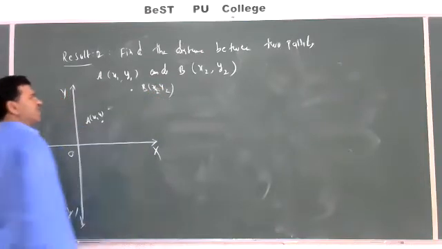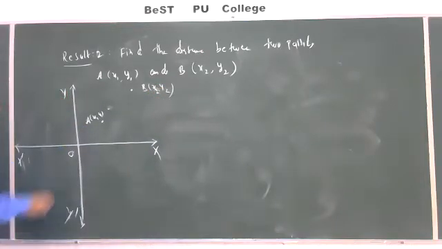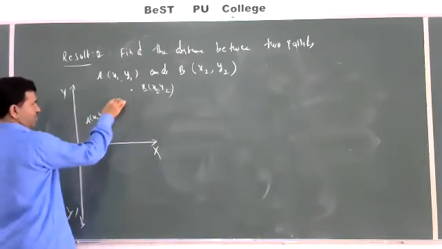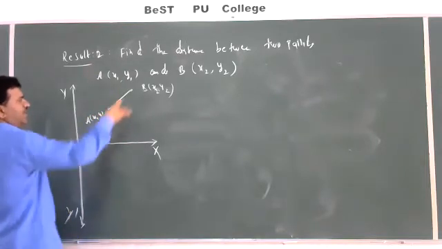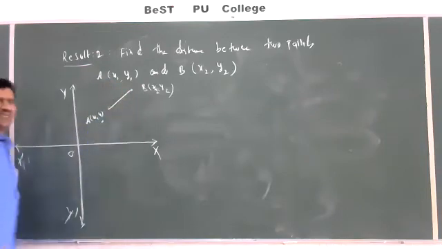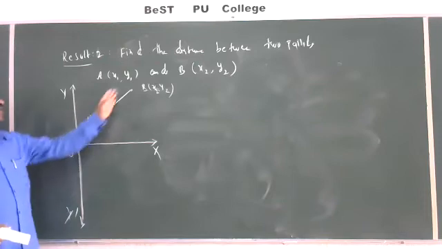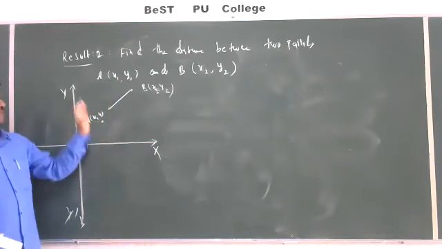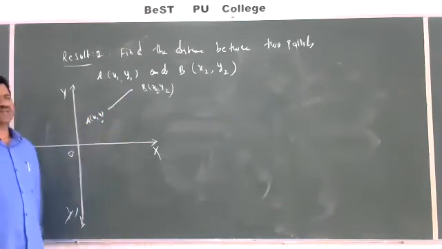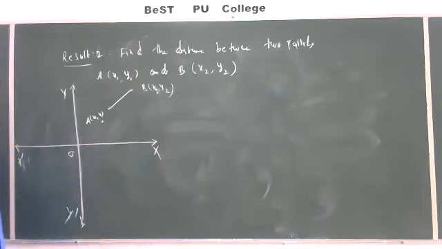Here a diagram is important. Join AB. We require the length of this line segment AB. Find the distance between 2 points means the shortest distance, that is the perpendicular distance, that is nothing but the length of line segment AB we have to find.